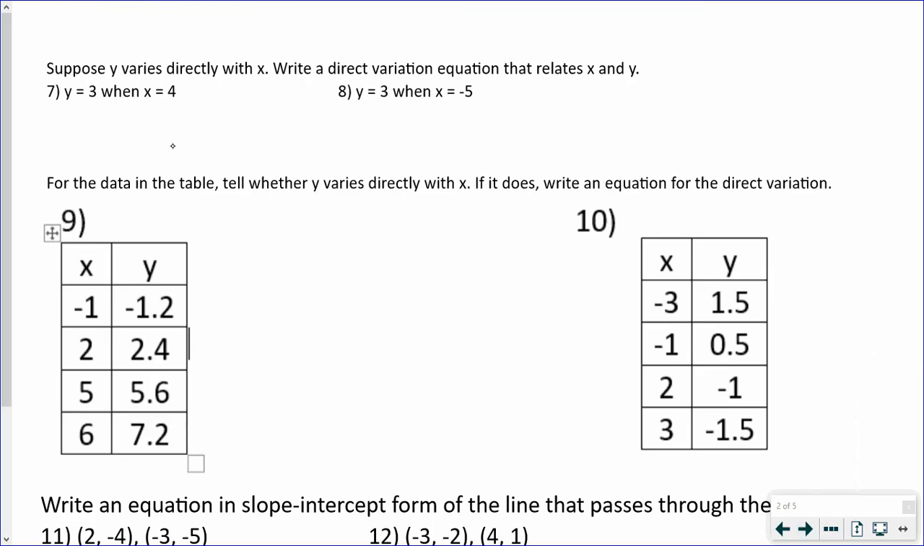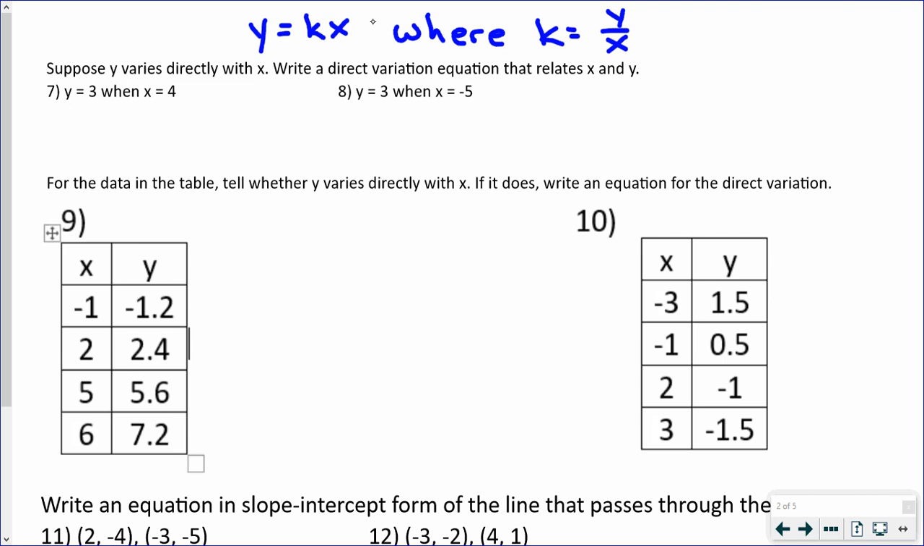All right, so let's look at direct variation. So the form of a direct variation is y equals k times x. And I'm just going to write here where k is equal to y divided by x. So suppose y varies directly with x. They're telling us that this is a direct variation. Write a direct variation equation that relates x and y.